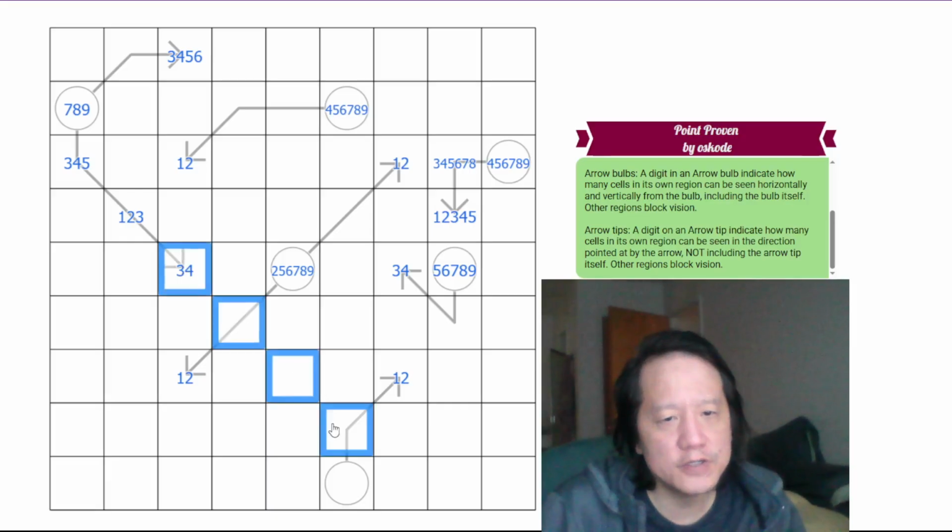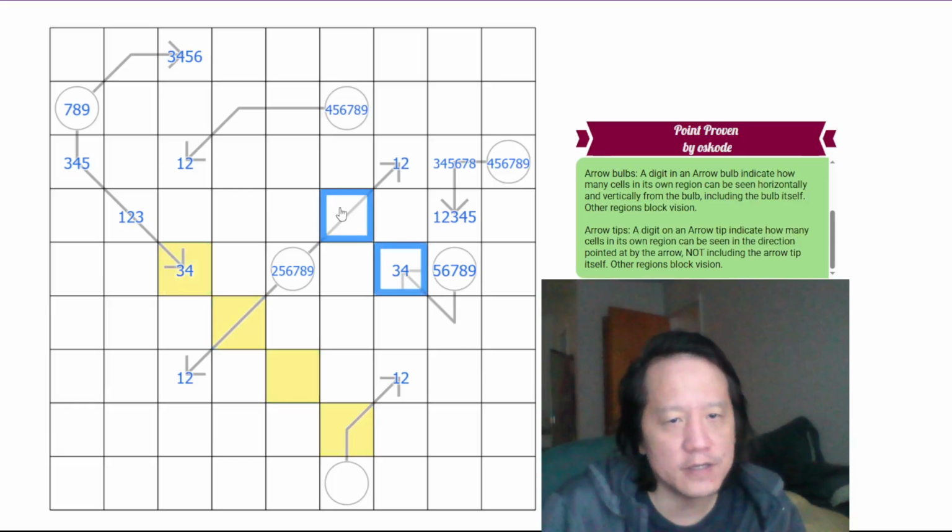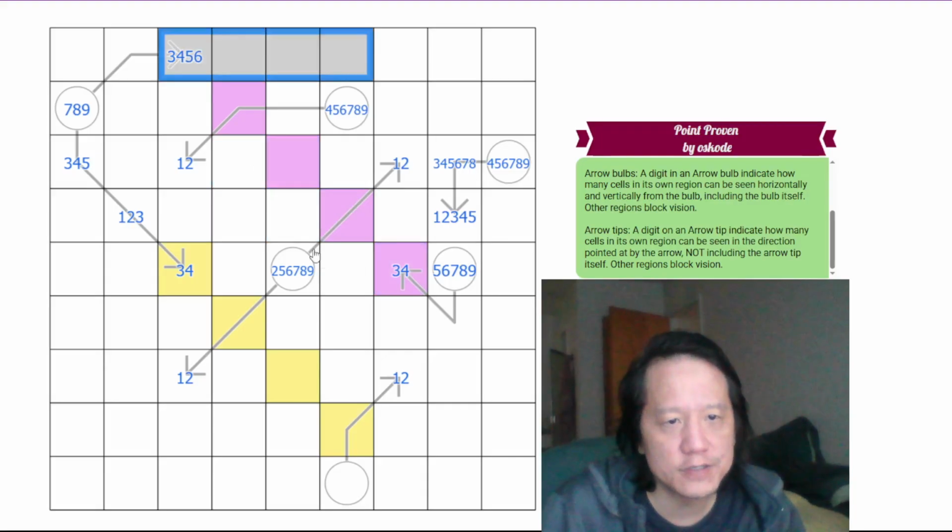So these must be the same region at least. And these must be the same region at least. I'm going to make it yellow and pink. This has to have at least 3 of the same region.